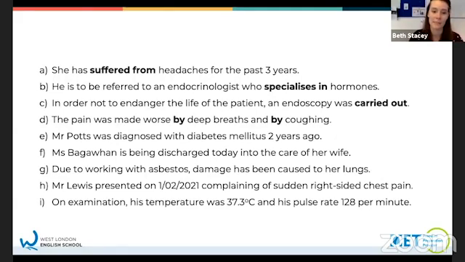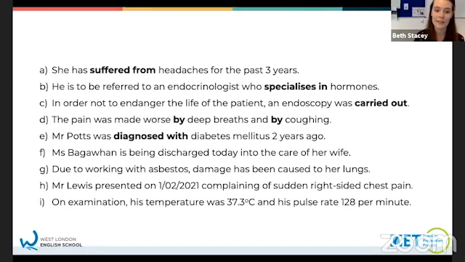For D, it's by. So the pain was made worse by deep breaths and coughing. And that is just because this sentence is a passive. So it's that the deep breaths and the coughing made the pain worse. But we've moved everything around because this is a passive sentence, which just makes it more formal and it sounds more professional to use the passive.